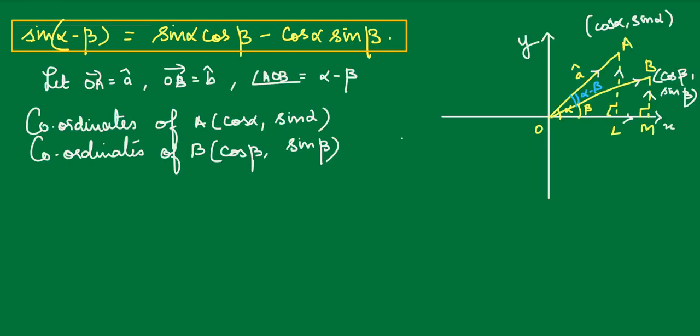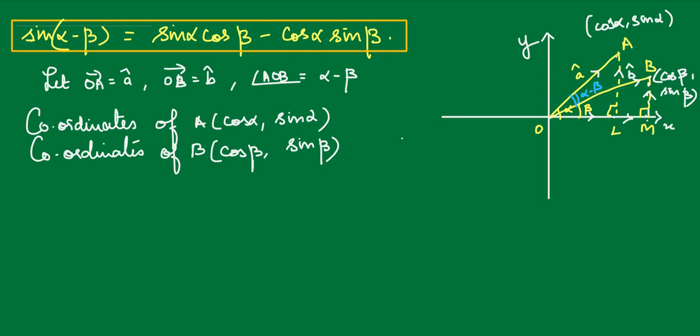So we have taken the diagram. OA is equal to A cap, making an angle alpha with x-axis. OB is equal to B cap, which makes an angle beta with the x-axis. Draw perpendicular from A to L on x-axis, B to M on the x-axis. The direction in the triangle OAL is from O to L, L to A, and O to A. Similarly, in the triangle OBM, direction is from O to M and M to B and O to B. So coordinates of A and B both are in the first quadrant, and therefore cos alpha, sin alpha are coordinates of A and coordinates of B will be cos beta, sin beta.